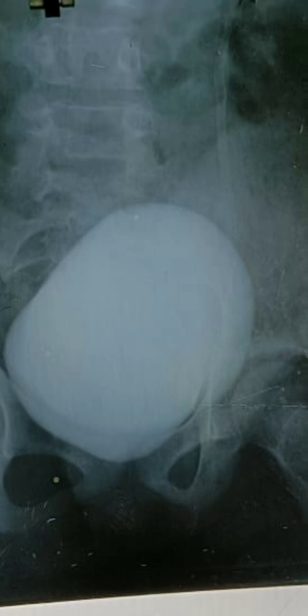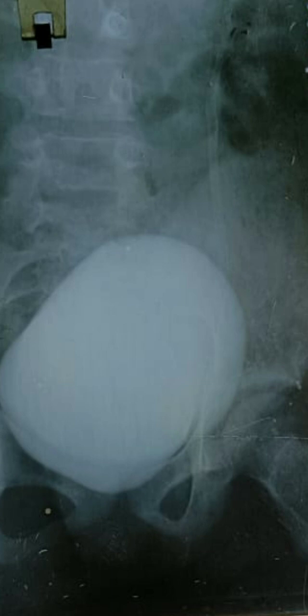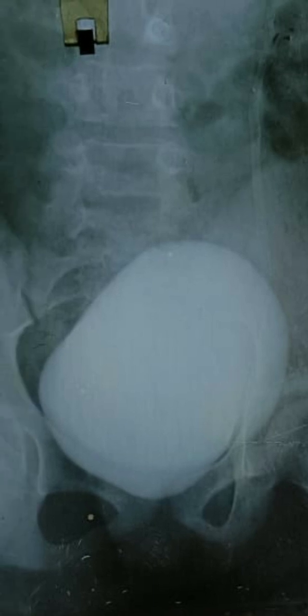Here we can see the bladder is swollen and it is tilted towards the left side of the patient. On the right side there is enough amount of space. In this bladder, we can see the catheter also inside the bladder. You can see this tubular architecture lower down. Yes, that is the catheter placed in the urinary bladder.